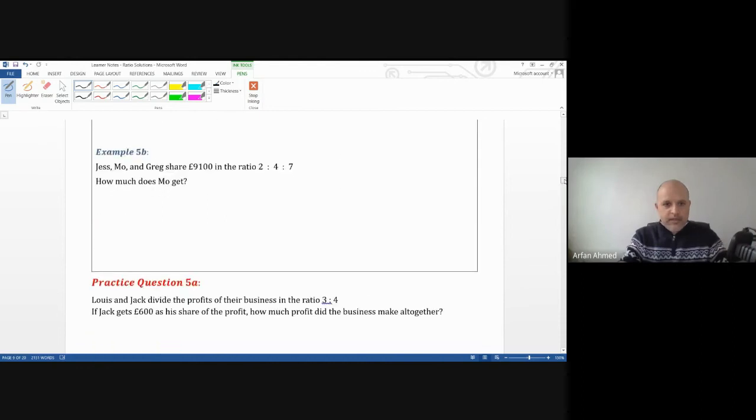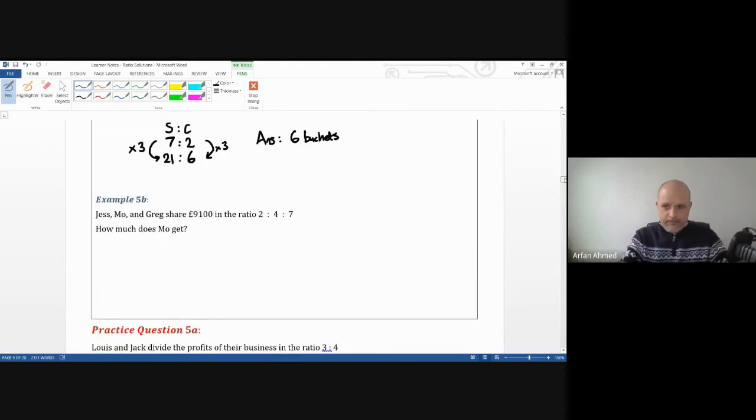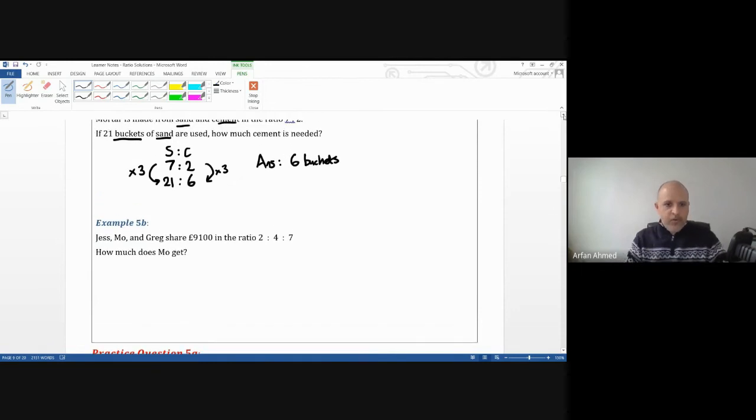All right, next example. Let me just scroll up a little bit. Jess, Mo, and Greg share £9,100 in the ratio 2 to 4 to 7. How much does Mo get? Okay, let's write our ratio down. So we've got 2 to 4 to 7. So 2 is Jess, 4 represents Mo, 7 is Greg.